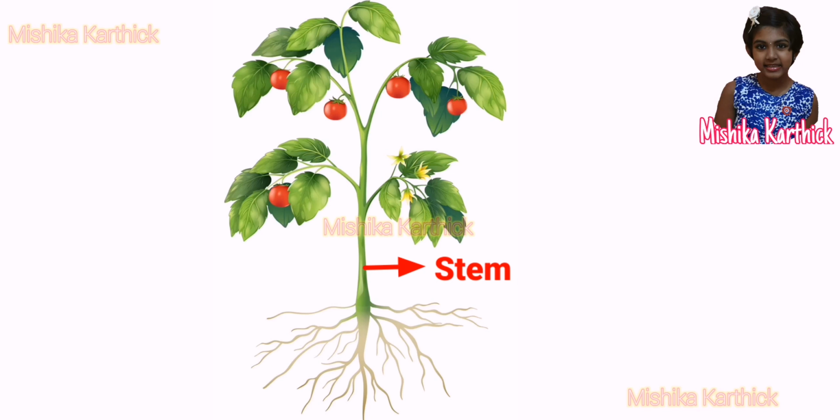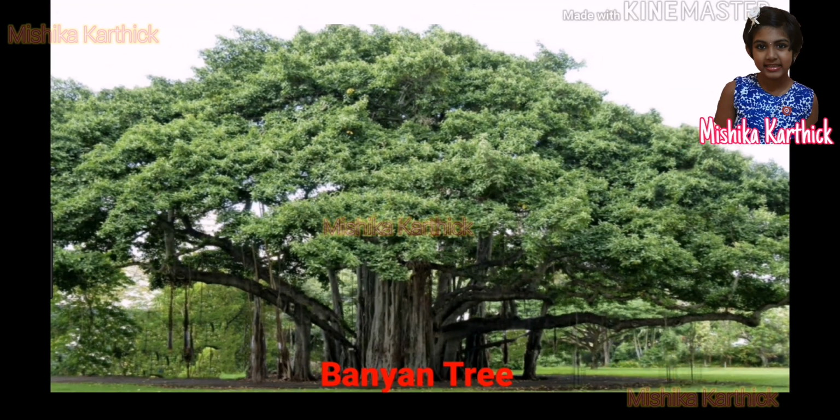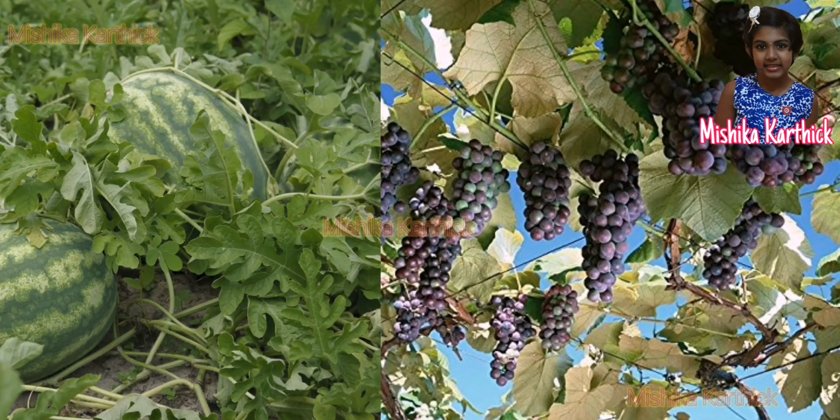There are two types of stems, strong and weak. Certain trees such as banyan have a strong stem known as trunk which holds the tree upright. Plants such as grapevine and watermelon have weak stems. They either crawl along the ground or need support of other plants, sticks or walls.